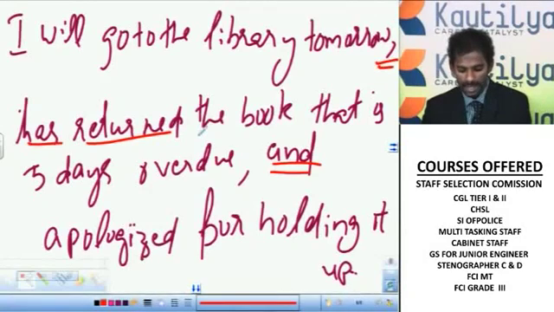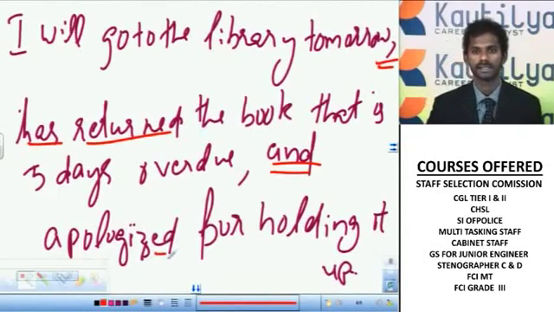Third idea, and apologized for holding it up. Apologized is past tense, right? So in this sentence there are three ideas. First idea is in the future tense. Second idea is in the present tense. Third idea is in the past tense. There is no tense consistency in this sentence. This sentence is anyways grammatically wrong, right?